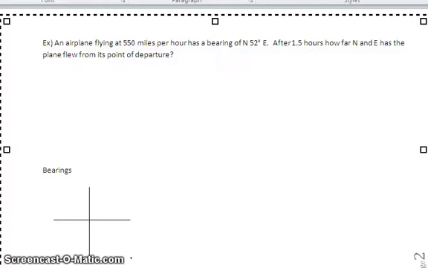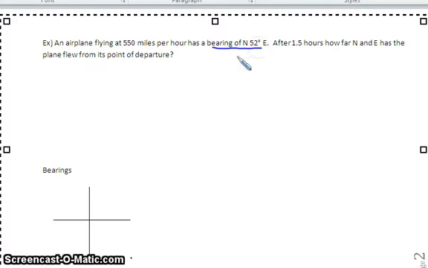Alright, welcome back to the second part of Trig 1.8 or Pre-Calc 4.8 notes. As we left off from the first video, we were discussing how to draw bearings, and that information is going to be important to help us draw the bearing for this problem here.